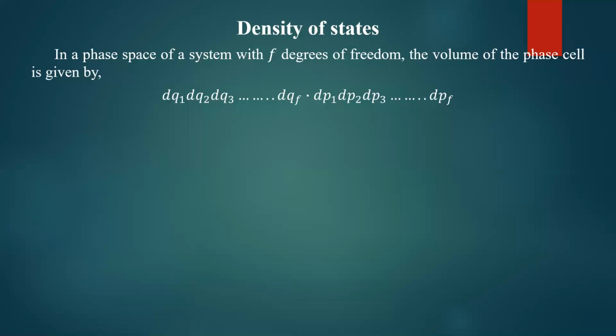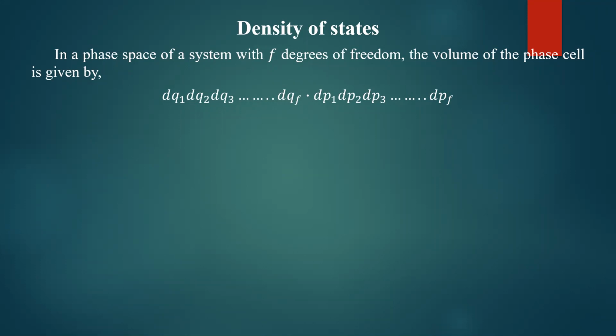time. Then phase space can be divided into a large number of cells called phase cells, and the volume of that phase cell is given by this particular term, that is dq1 into dq2 into dq3, so on up to dqf into dp1 into dp2 into dp3, so on up to dpf. So these are the smallest parts of the coordinates in the phase space. So that phase space is subdivided into a large number of phase cells. And each phase cell has the volume equal to this term.